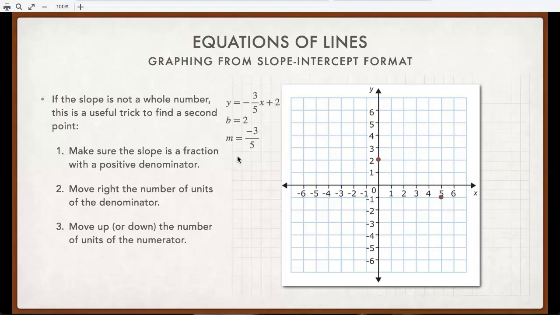So what we can do instead is we move right the number of units in the denominator. So we move 5 units over, 1, 2, 3, 4, 5. And then we move up or down the number of units of the numerator. Here, since it's -3, we move down 3, 1, 2, 3. And that'll give us the second point there to draw our line through.